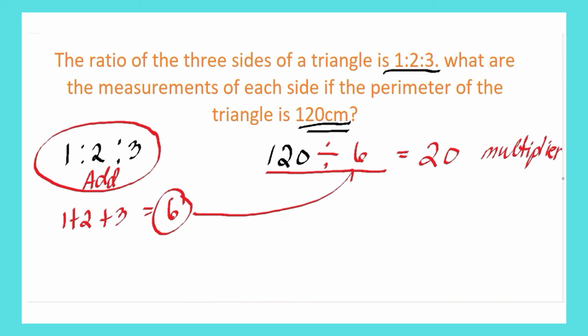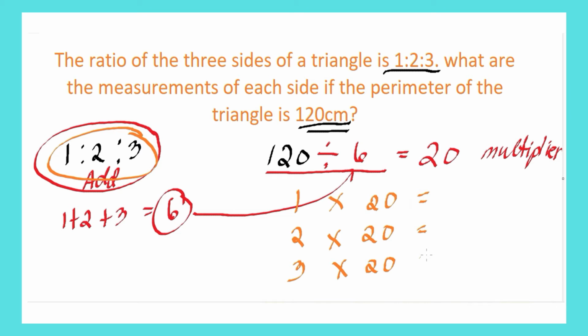And then we are going back to the ratio that we have, which is 1 is to 2 is to 3. So we're just going to write it there, 1 is to 2 is to 3, and you're going to multiply it by 20. And then let's get the product. 1 times 20, we got 20. 2 times 20, we got 40. 3 times 20, we got 60. So 20, 40, and 60. Don't forget that there is a unit of measurement, which is centimeter.